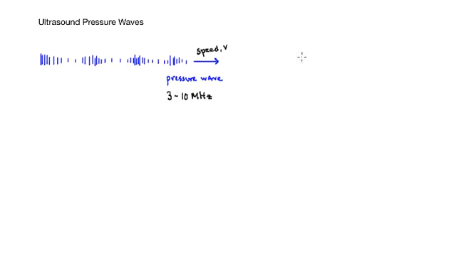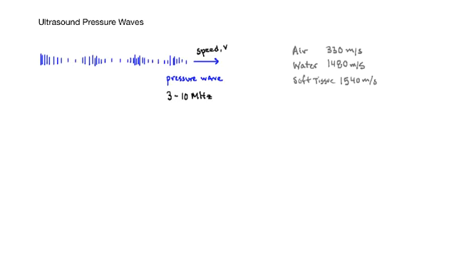So in air, the speed of these waves would be 330 meters per second. In water, it's substantially faster, 1,480 meters per second. You'll see that the denser medium, the wave travels faster because there's a tighter coupling between the atoms in the material. Soft tissue, it's a little faster yet, 1,540 meters per second. That's a number that's good to know.